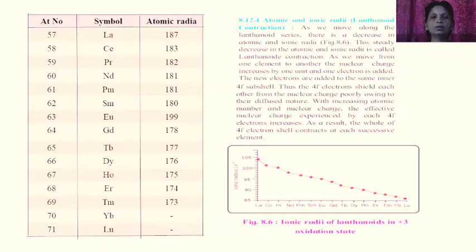And here is the table which shows the atomic radii. For lanthanum it is 187 pm, cerium 183, praseodymium 182, neodymium 181, promethium 181, samarium 180, europium 199, gadolinium 178, terbium 177, dysprosium 176, holmium 175, erbium 174 and thulium 173. So a gradual decrease is observed and this is called the lanthanide contraction.